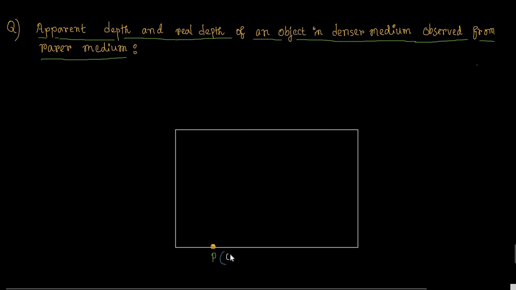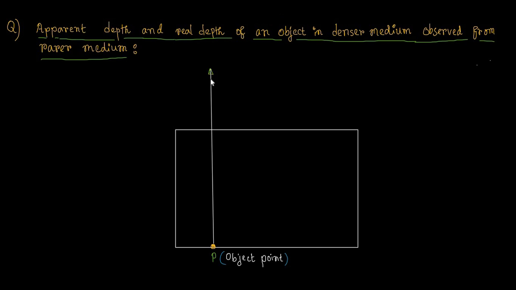Let P be a point object existing in a denser medium. From the point P, a ray will be traveling along PA. PA is the incident ray and it will be refracted into the rarer medium without any deviation.